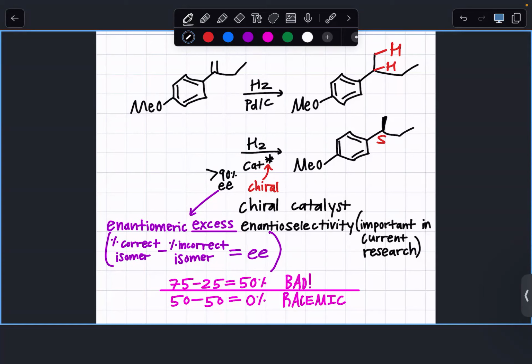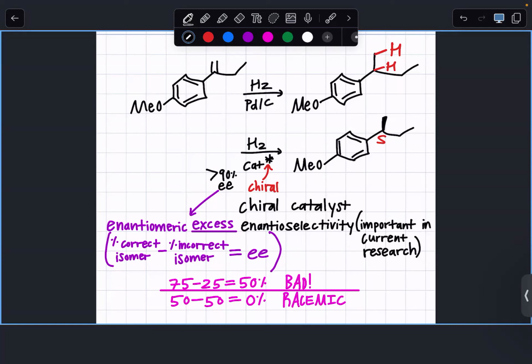This reaction here that has the regular Pd/C catalyst was not enantioselective because it could go either way, right? And here's the equation for enantiomeric excess, EE, where it is going to be equal to the percent of the correct isomer you want minus the percent incorrect isomer you don't want.